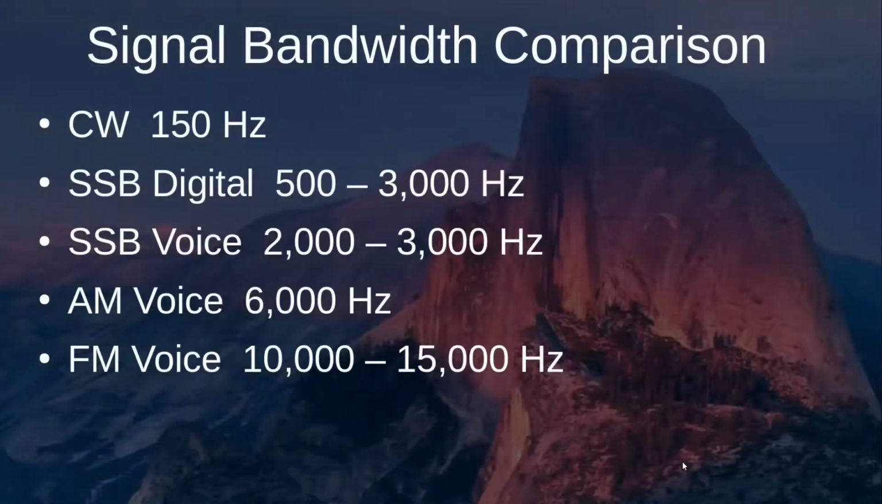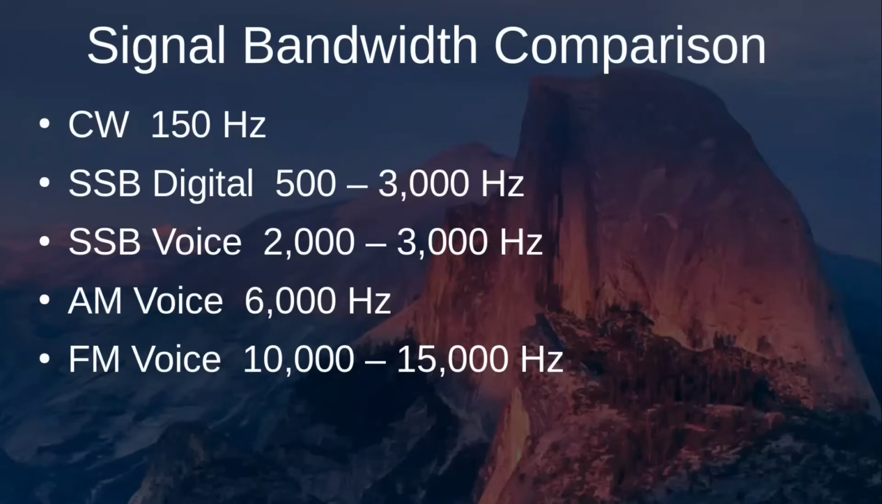So now that we've covered the core group of modulation types, we can do a direct comparison of bandwidth. There are some data types that are much smaller than CW modulation, but let's just start off with CW first. So it's about 150 hertz signal, and then the bandwidth starts going up significantly. If we go to single sideband digital, it can range from 500 to 3,000 hertz, and single sideband voice, 2,000 to 3,000 hertz.